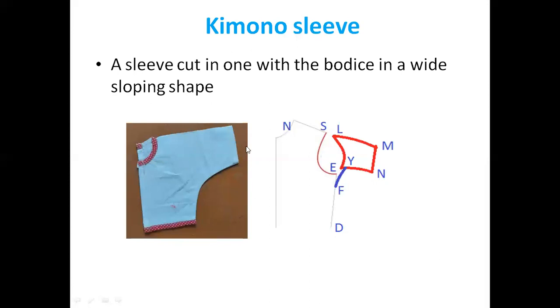This image shows the kimono sleeve. So you won't have any shoulder line and you won't have any armhole this time. It is directly fixed to the bodice.